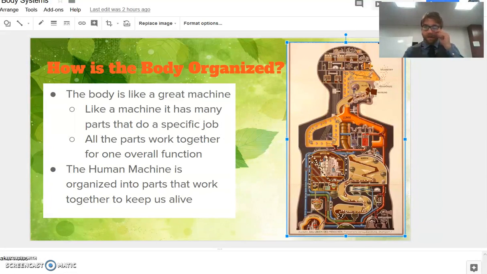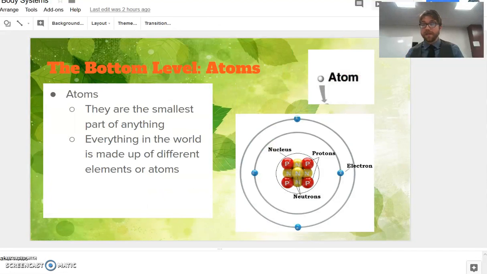Now, the body can be organized into different levels. The smallest level is a non-living level, and we call that level an atom. And we've talked about atoms before, right? So atoms are the smallest part of everything. Everything in the world is made up of atoms. Now, we could get smaller than an atom. We could talk about its nucleus, which has protons and neutrons, and that there's electrons going around the outside. And then we could get smaller than that, but we're not going to do that. We're just worried about the atom. We're going to say that's the smallest level. That's why I'm cutting it off. It's non-living, but it's the smallest level.